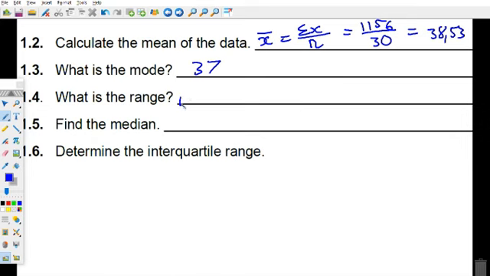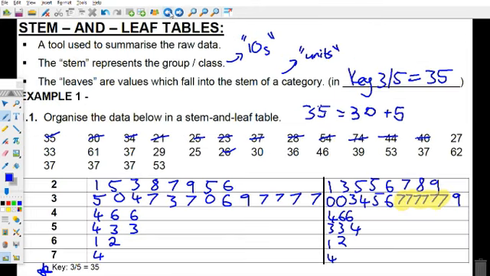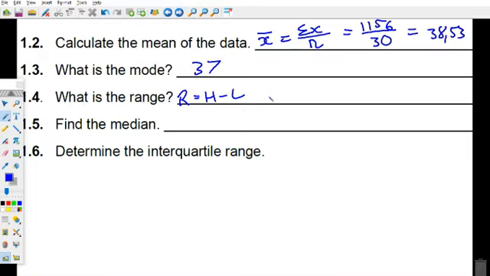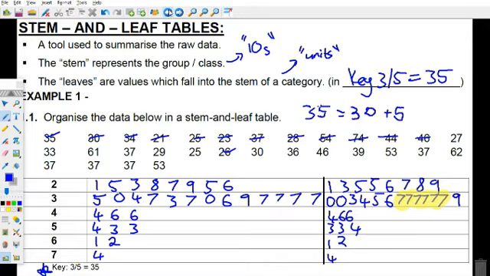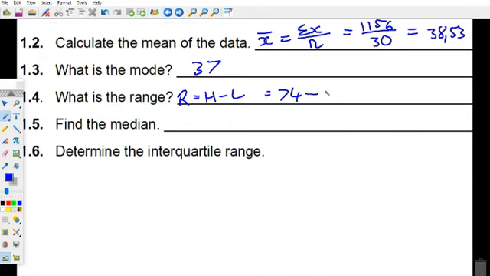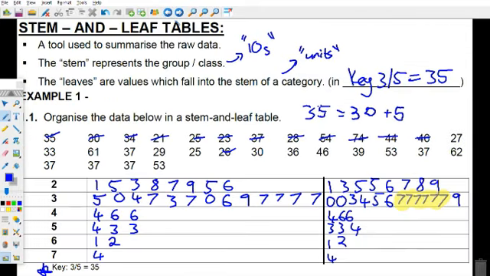Range, remember, is my highest minus my lowest. So what's my highest point? I can read it off my table here quickly. 74, because my stem is 7 and my leaf is 4, so it's going to be 74 minus my lowest number, 21. Okay, so my range is what? 53. Find the median.